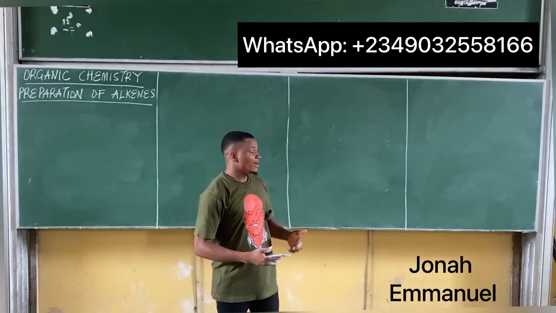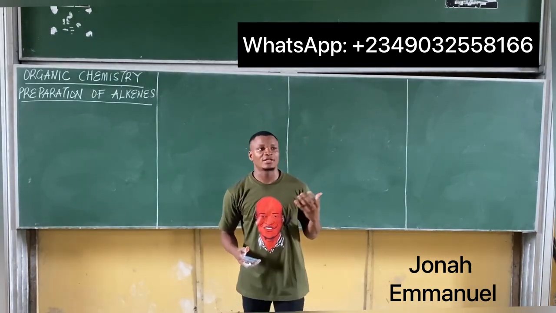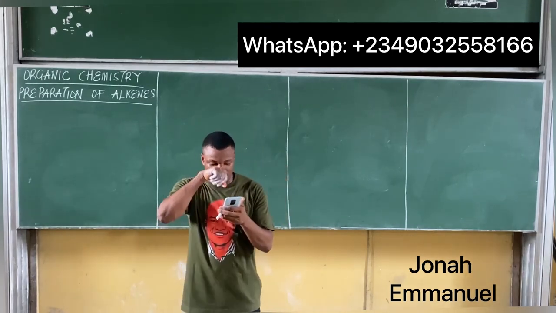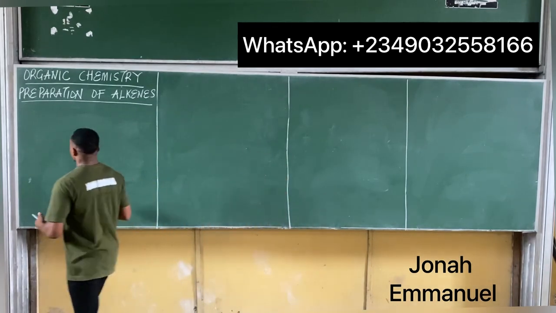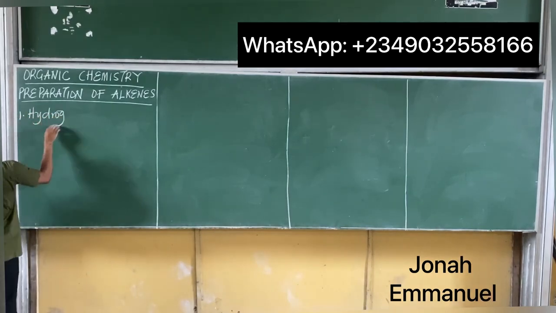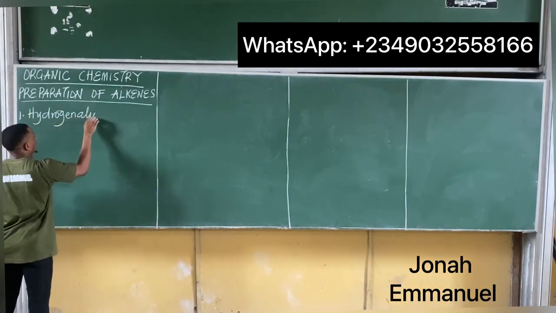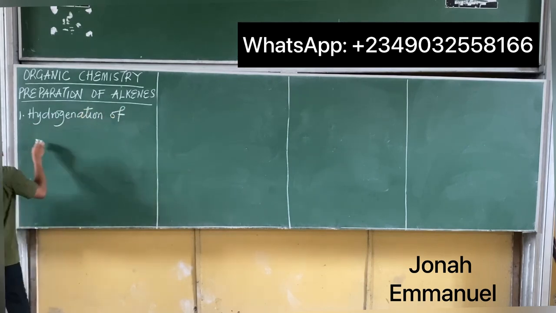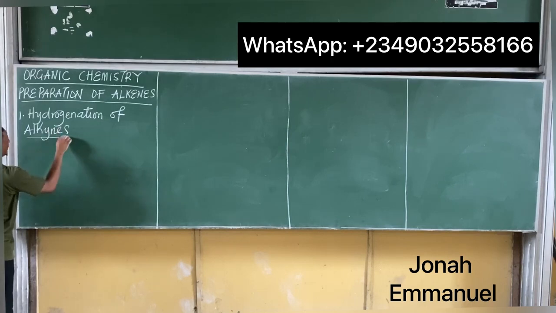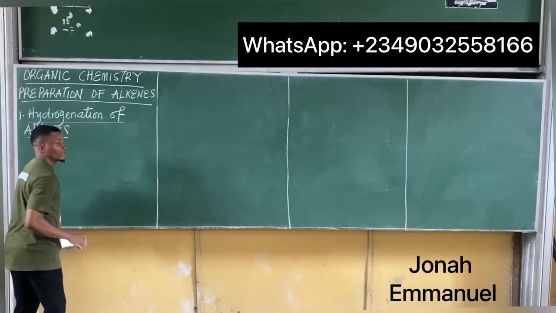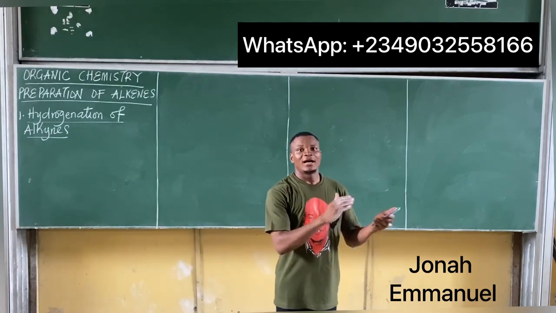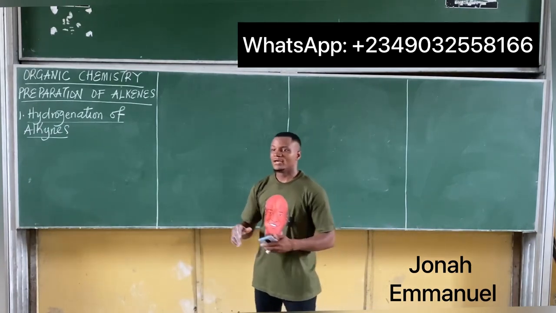All right, so let's consider preparation of alkenes. Please take down the methods for the preparation of alkenes. Number one, hydrogenation of alkynes. We've said when we say hydrogenation, it means I'm doing what there? Adding hydrogen. Take that, please.